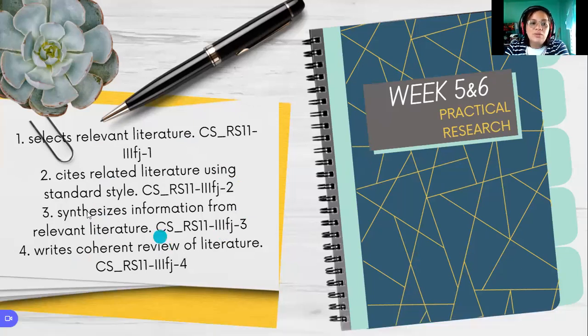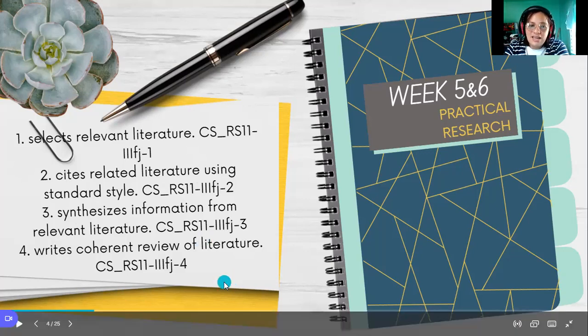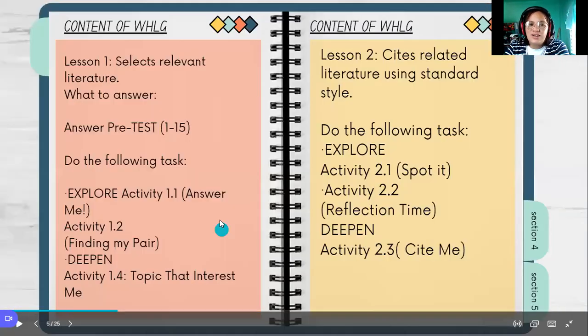literature. So we will tackle all these 4 lessons one by one with sets of activities that will help you to get a better understanding of how it is to select relevant literature, cite related literatures using standard styles, especially on referencing. You'll have to synthesize the information from these RRLs and write your RRL.